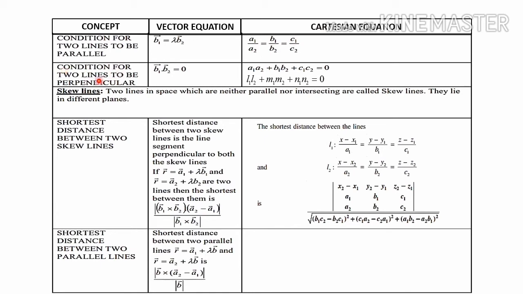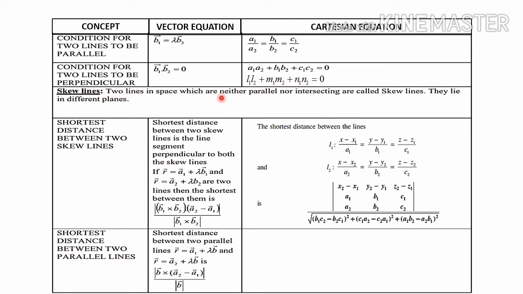Next, condition for two lines to be perpendicular. If vector equations are given to you, vector b1 dot vector b2 must be equal to 0. If the equations are in Cartesian form, the condition is a1 a2 plus b1 b2 plus c1 c2 is equal to 0. a1, a2, b1, b2, c1, c2 are the direction ratios. Instead of direction ratios, if direction cosines are given to you, l1 l2 plus m1 m2 plus n1 n2 is equal to 0. Next, we learn about skew lines.